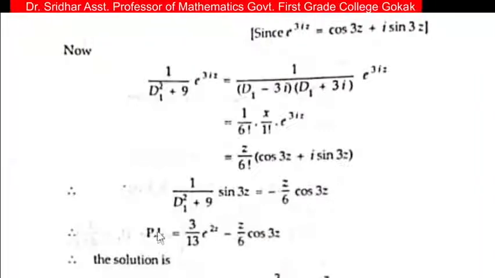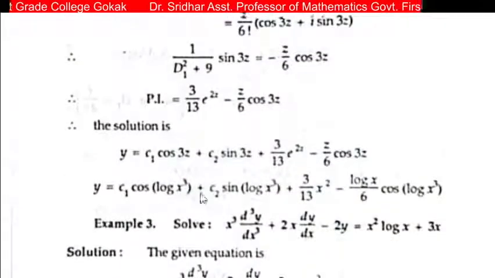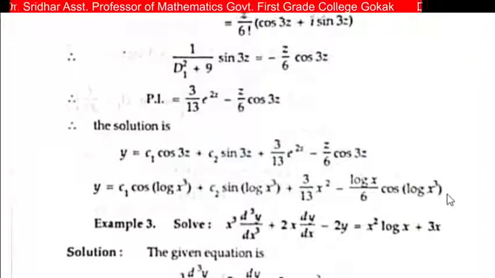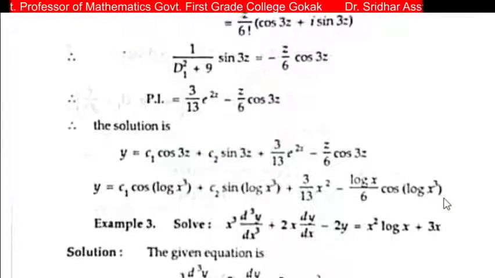Now the complete solution is the general solution plus the particular integral: 3 by 13 into e raised to 2z minus z by 6 into cos 3z. Now we replace z as log x, resubstitute the value of z, so z is equal to log x. Then we get the final solution: y is equal to c1 cos (log x) cube plus c2 sin (log x) cube plus 3 by 13 into x square minus log x by 6 into cos (log x) cube. So this is your final solution of the given differential equation.